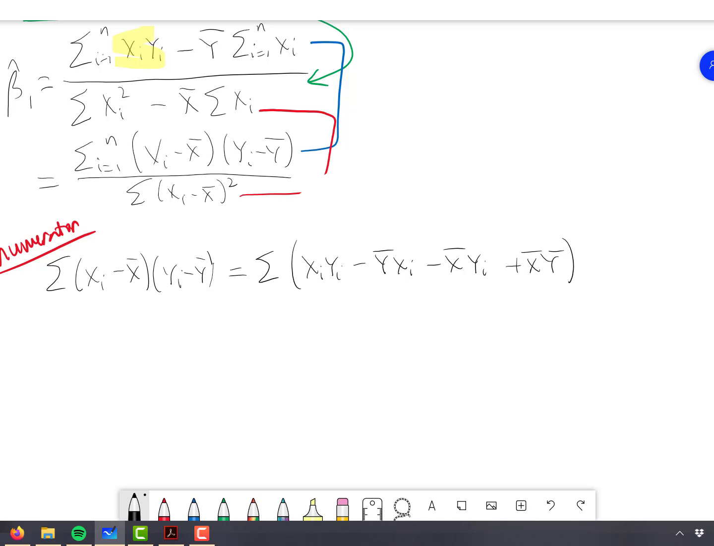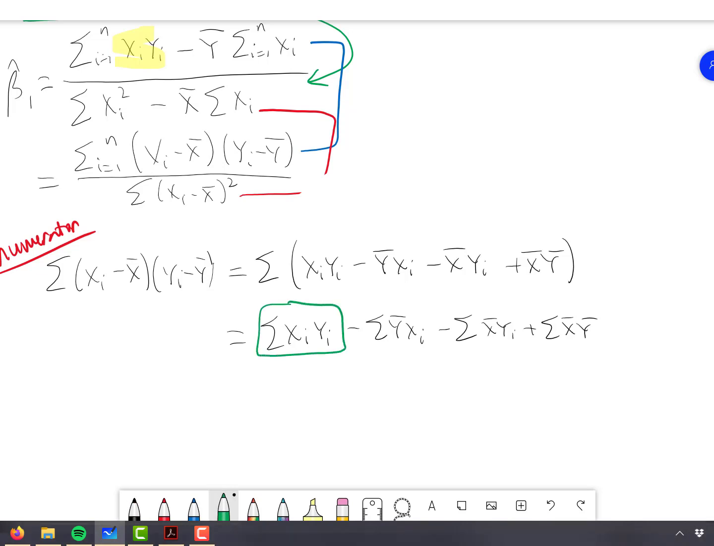We can then distribute our summation throughout. So we have the sum of xi yi minus the sum of y bar xi minus the sum of x bar yi plus the sum of x bar y bar. So a lot of distributing our terms here. We can notice a few things right now. First is that what we have here is actually already what we want for our equation. And in fact, also what we're trying to show as well here is equal to what we have above. We just need to rearrange it slightly.